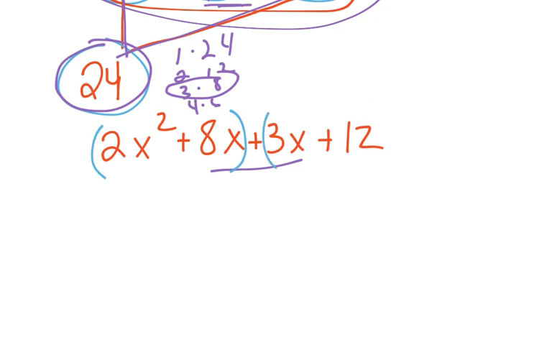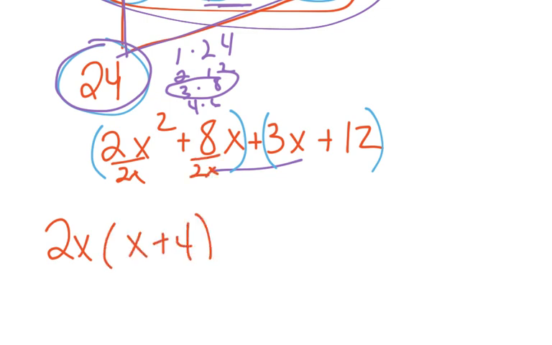Factoring by grouping is we're going to take parentheses around the first two terms and the second two terms, and we're going to pull out what's in common. So I'm going to pull out the 2x. That means I'm going to divide each of these by 2x, and that leaves me with x plus 4. What comes out of the 3x plus 12? Well, I can divide each of these by 3. So I can pull out a 3, and it leaves you with x plus 4.